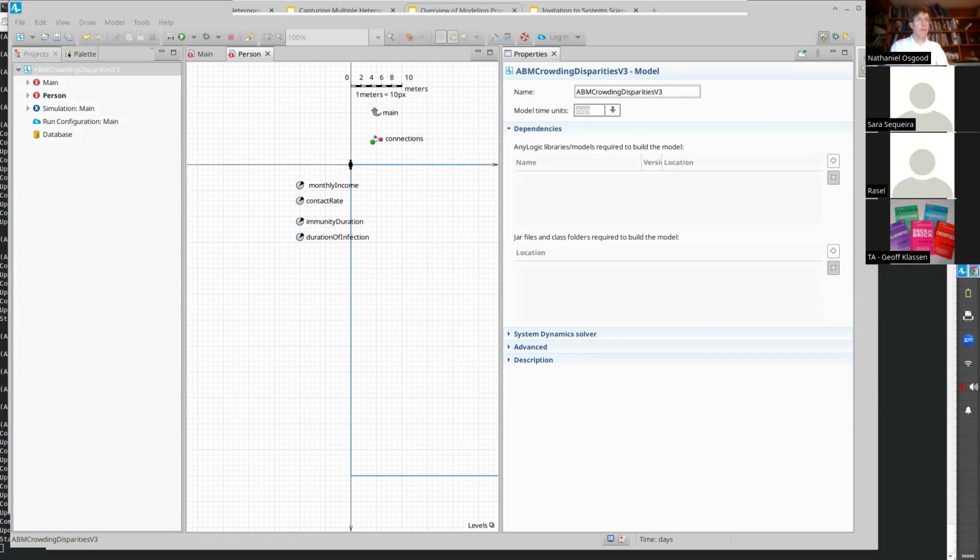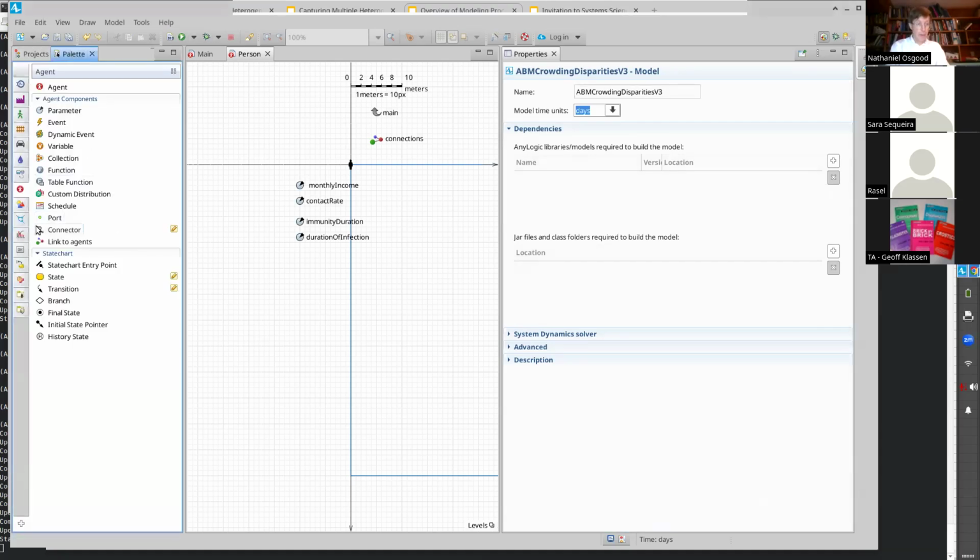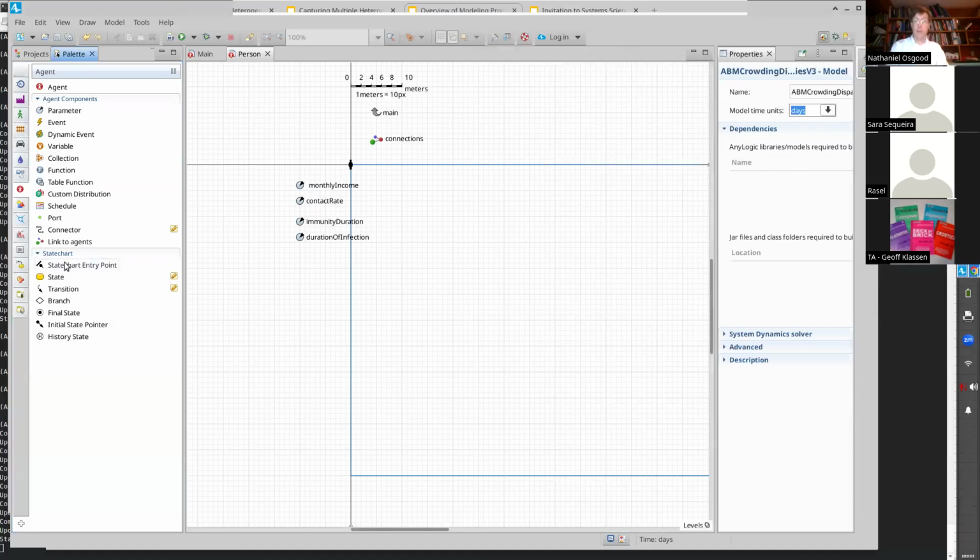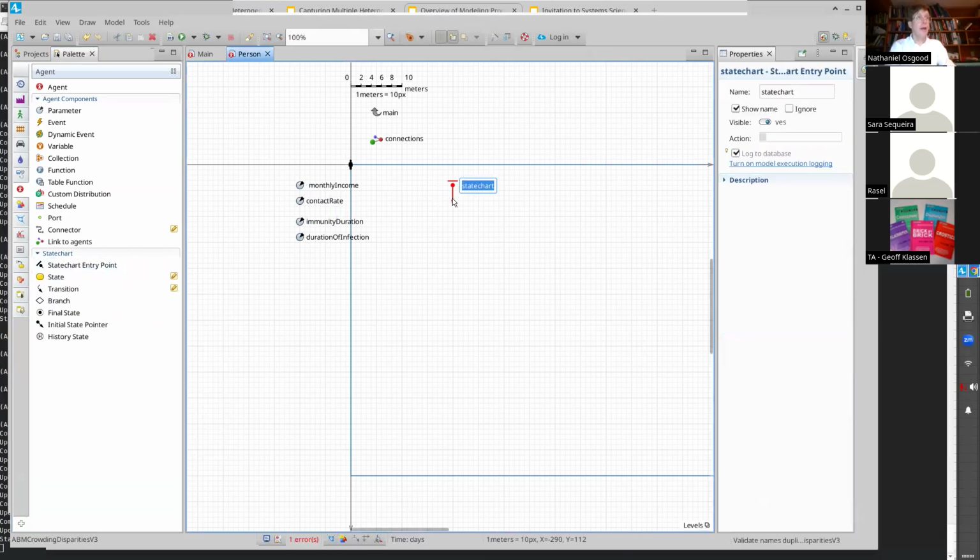So to do that, we're going to build on skills you've already built up with building state charts. So this is familiar stomping grounds. We're going to drag in a state chart entry point, and this is going to be called an infection state chart. Make sure you're dragging in the entry point, not the initial state point, the entry point. This one up here. Somehow my chat window disappeared. There it is.